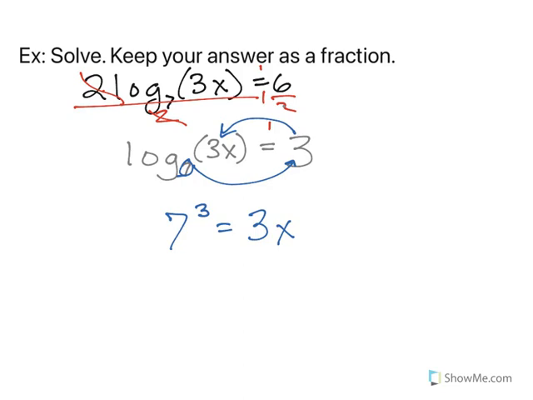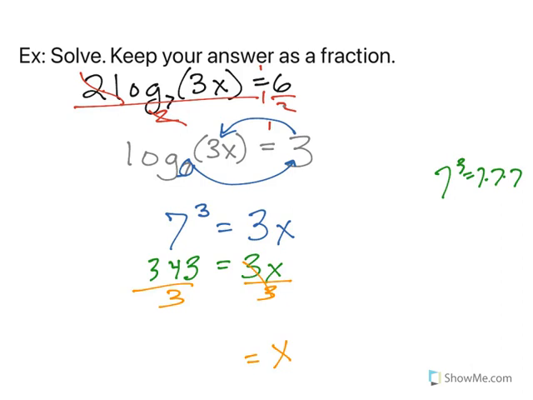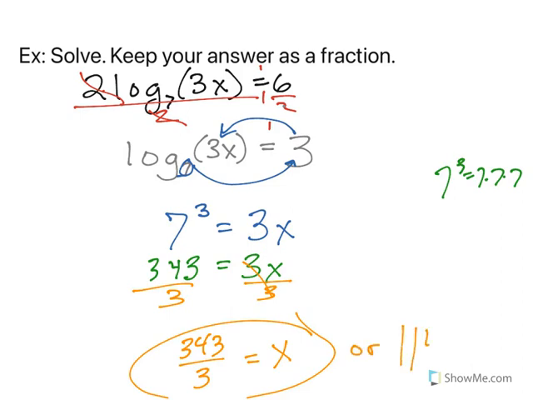Well, we have to simplify. What is 7 to the third power? 7 times 7 times 7, right? 7 to the third is 7 times 7 times 7, which is 343. Now, when I take my last step and divide by 3, 3 does not go in evenly into 343. So I'm just going to leave that as a fraction. If they ask for a mixed number, it would be 114 and 1/3. But because we are dealing with thirds, this is a repeating decimal. And unless it tells you to round, you want to keep your answer as exact as possible.